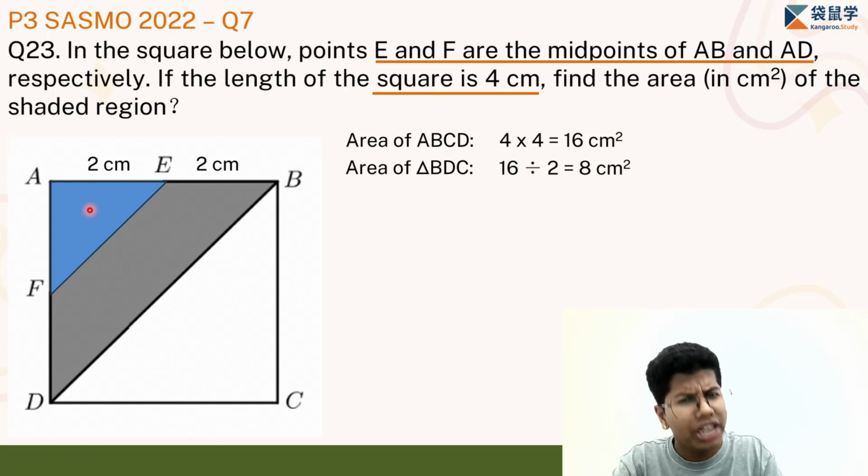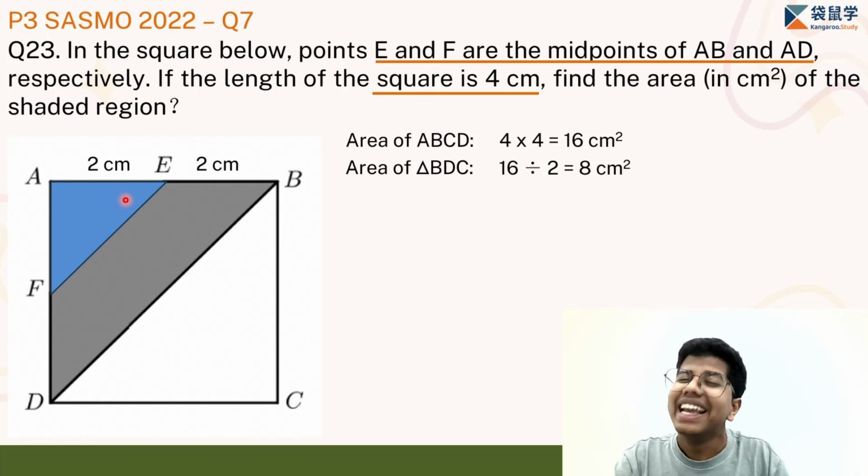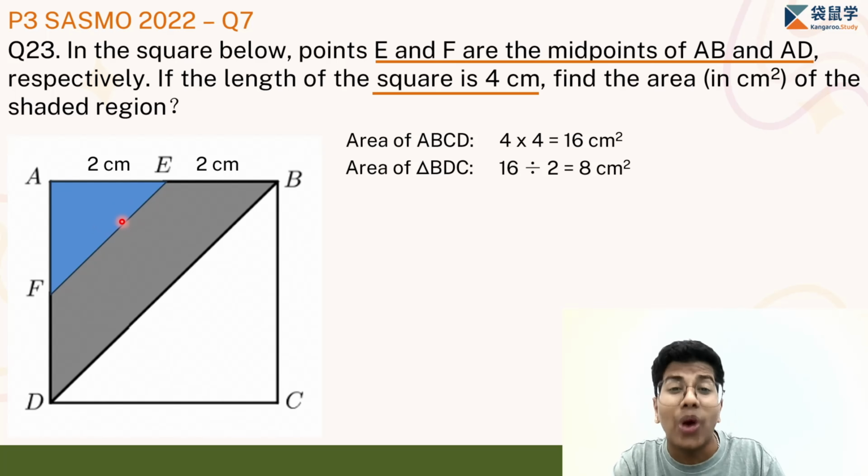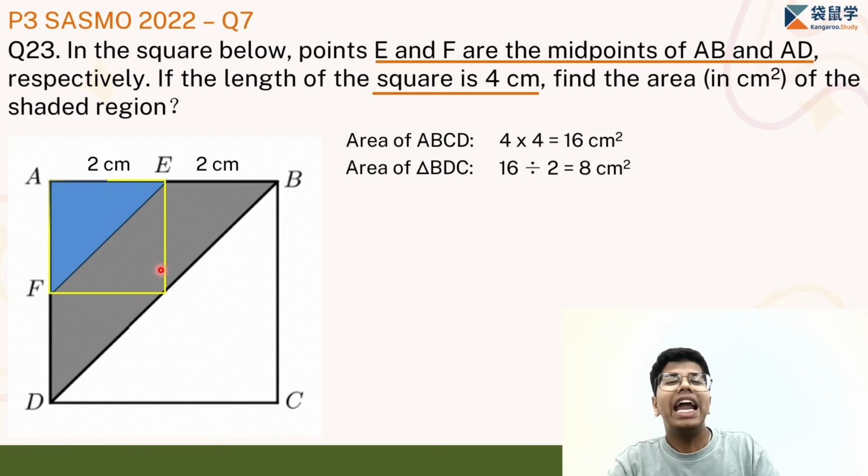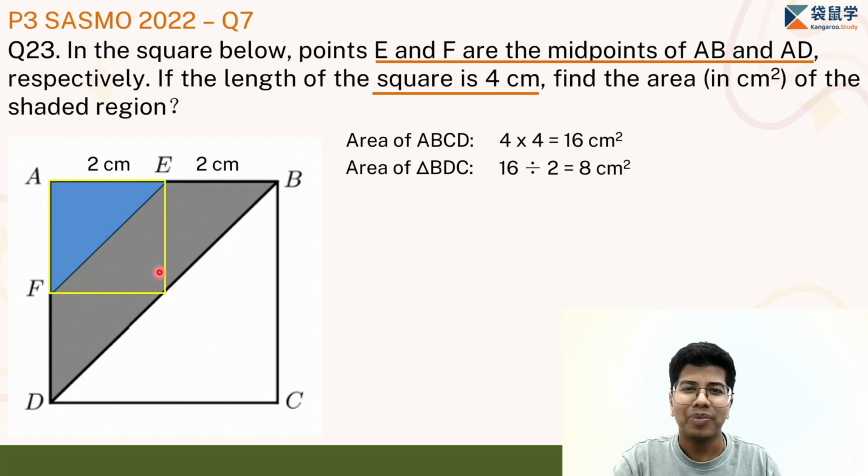But I have a shaded part. Is there any square present? No. But can I draw a square inside here? AE is 2 and AF is 2. So can these two sides be the side lengths of a square? Yes, they can. So, in order to draw the complete square, I need to draw a line from E and a line from F. And if I draw it, it looks something like this.